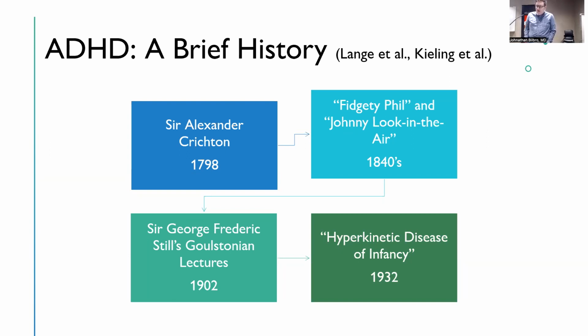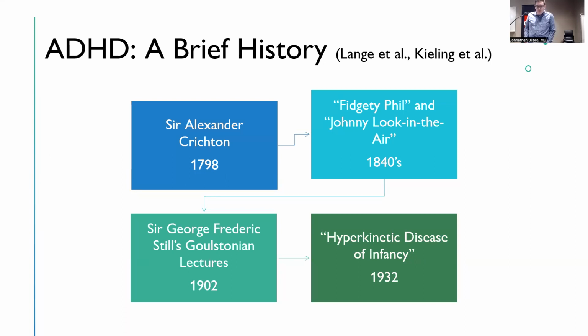So these are both regarded as, again, maybe early characterizations of kids that maybe suffered from ADHD. Though you could certainly make an argument that for Fidgety Phil, perhaps we were thinking more of an ODD patient, someone who just has a lot of trouble with listening to instructions and authority. And then for Johnny Look in the Air, perhaps maybe even something like absence seizures were being described.